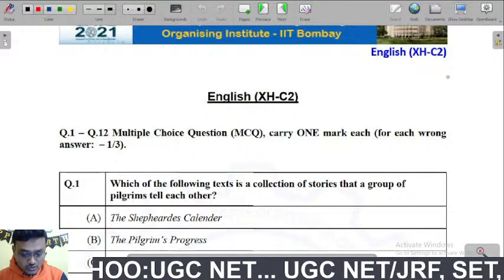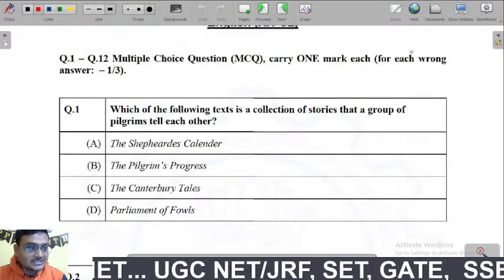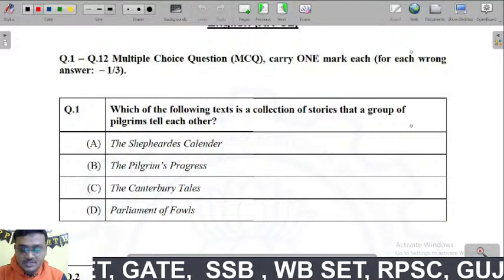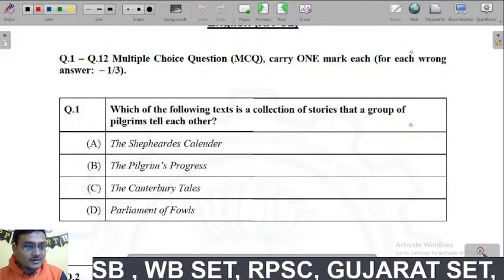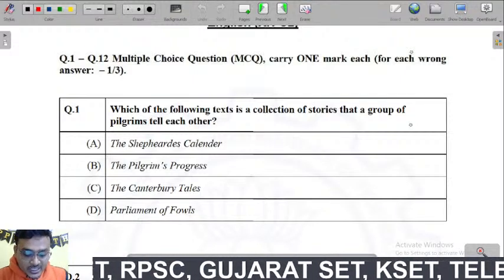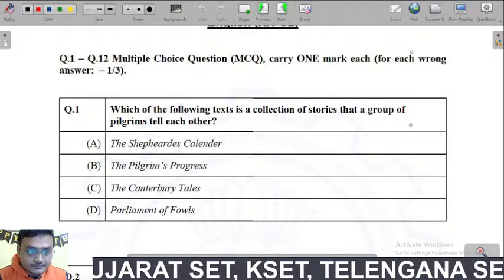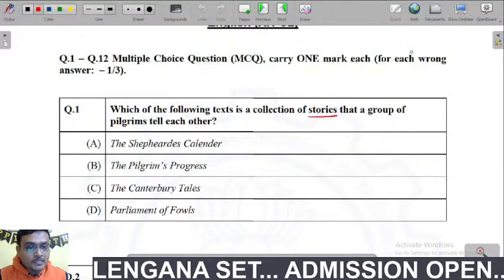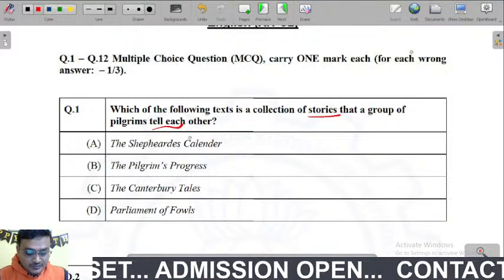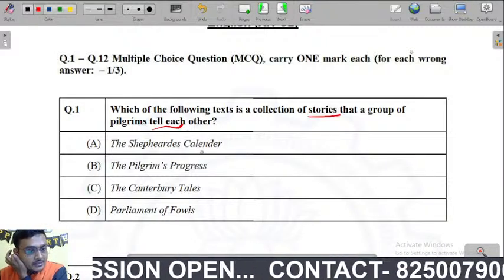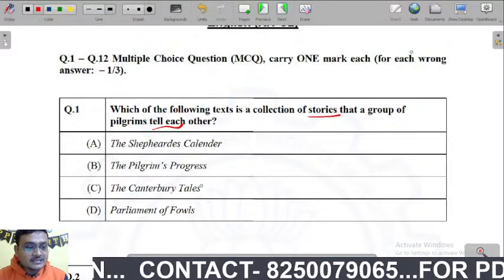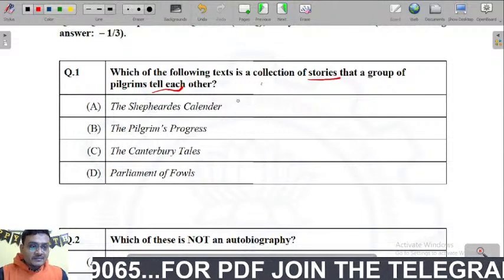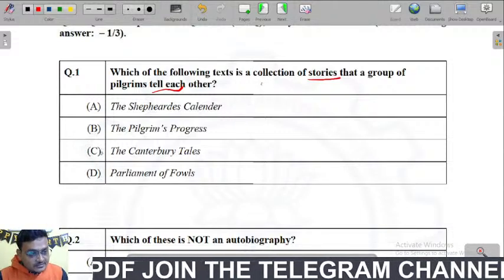Okay. So here is your first question on your screen. You can answer in the comment box. I'll be discussing along with the answers as well. The first question is: which of the following texts is a collection of stories that a group of pilgrims tell each other? First is Shepherd's Calendar, then the Pilgrim's Progress, then Canterbury Tales, Parliament of Fowls. So that is stories that a group of pilgrims tell each other. The first answer is Canterbury Tales.